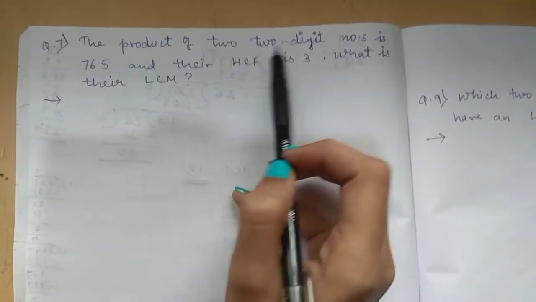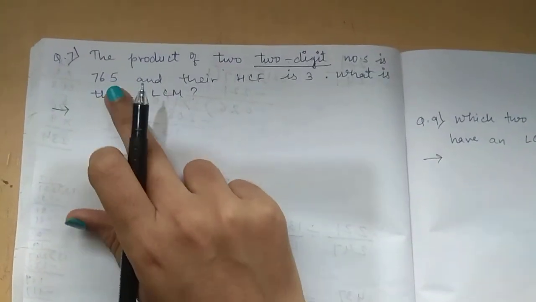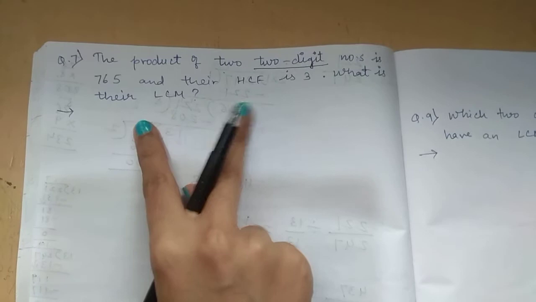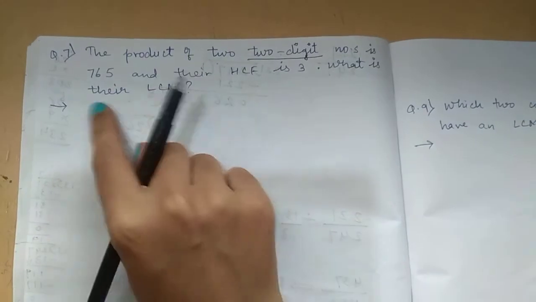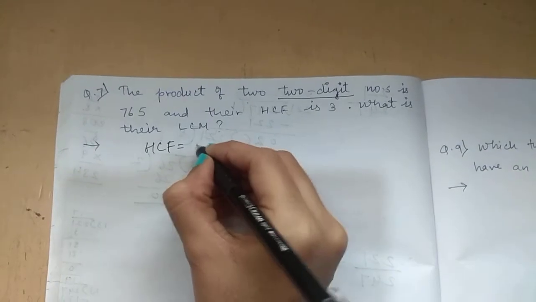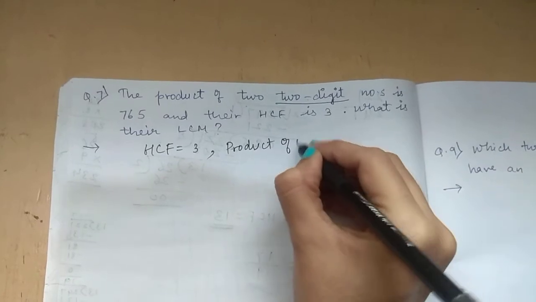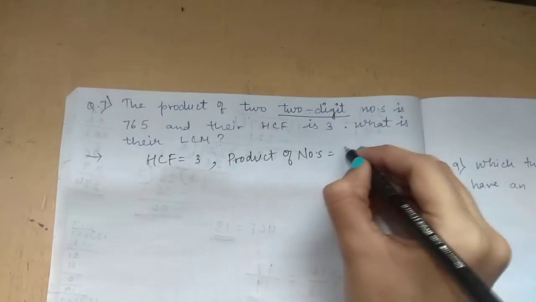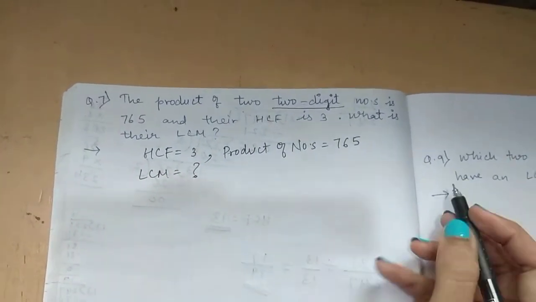Question number 7 is similar to question number 6. The product of two numbers, it specifies that both numbers are of 2 digits, is 765. Means we have the product. When we multiply both the numbers, it's 765. Their HCF is 3. What is their LCM? We have to find the LCM. So what all things do we have? HCF 3, product of numbers is 765. What we have to find is the LCM.